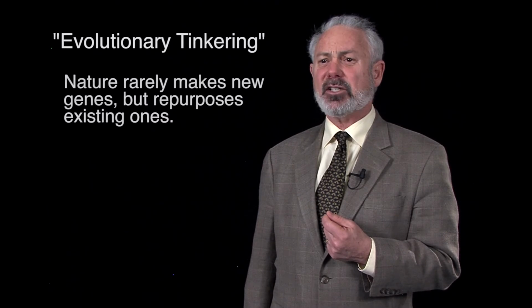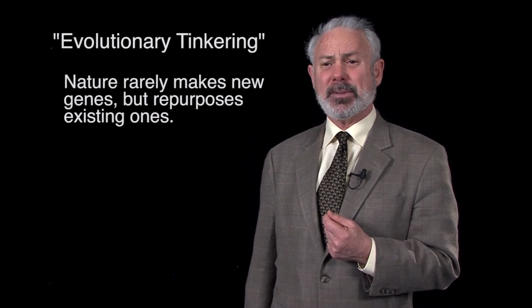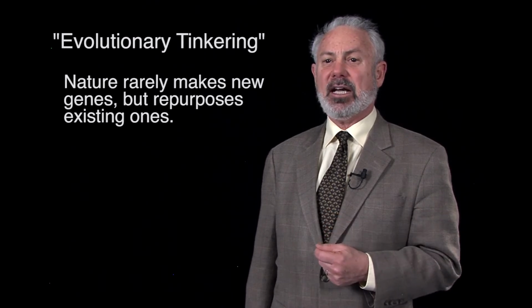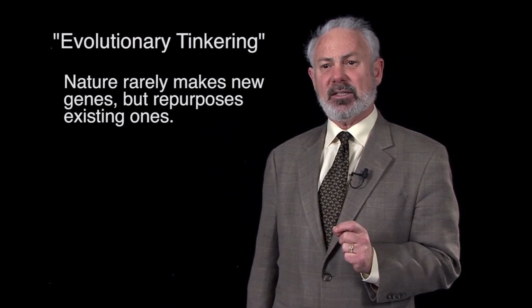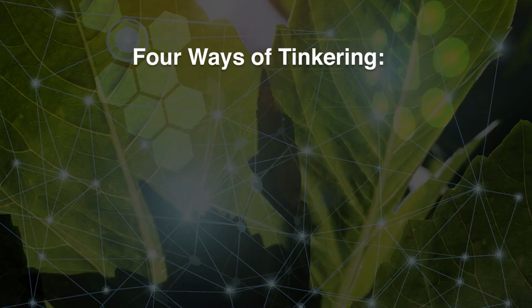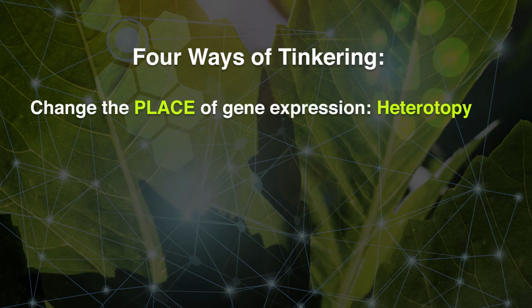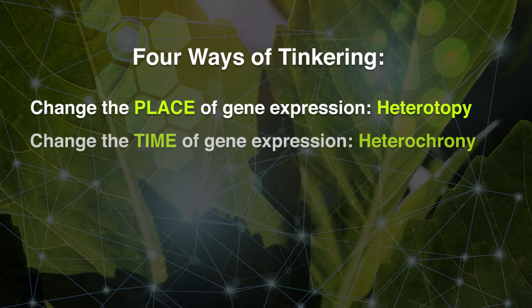Nature rarely makes new genes, but repurposes existing ones. Fortunately, as Wallace Arthur has pointed out, there are only four major ways that this tinkering can take place. The first way is to change the place of gene expression. This is sometimes called heterotopy. In other words, the cells that express the gene can be different between species.